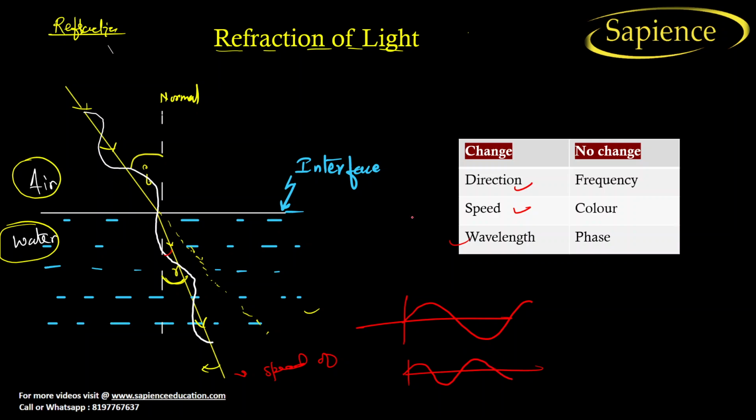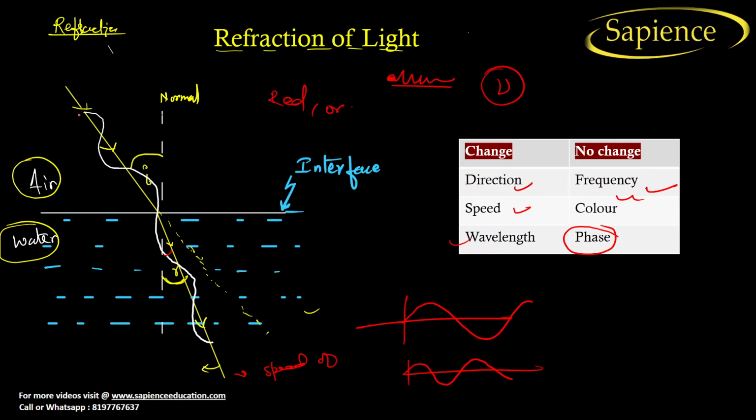What will not change? Frequency will never change. If there is a source of light and it has a certain frequency, it won't change. So frequency cannot be changed. The color of the light, whether it is red, orange, or blue, will not change. The third one is phase. Phase will not change.